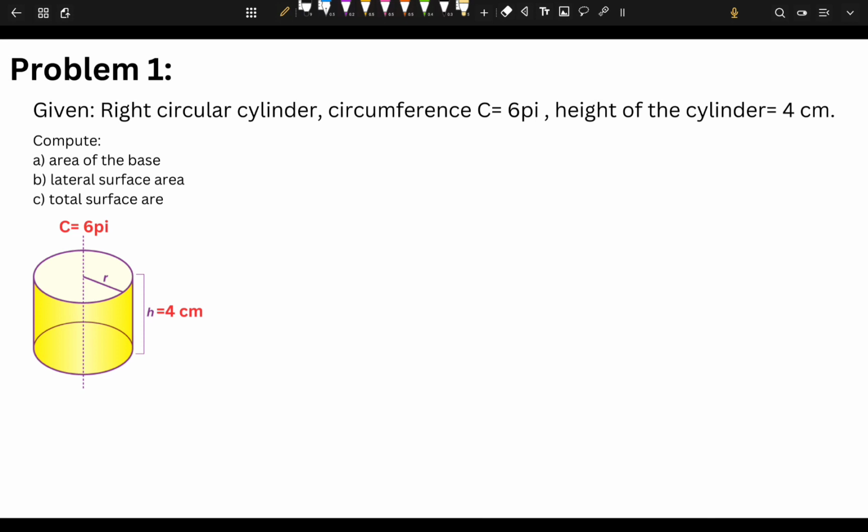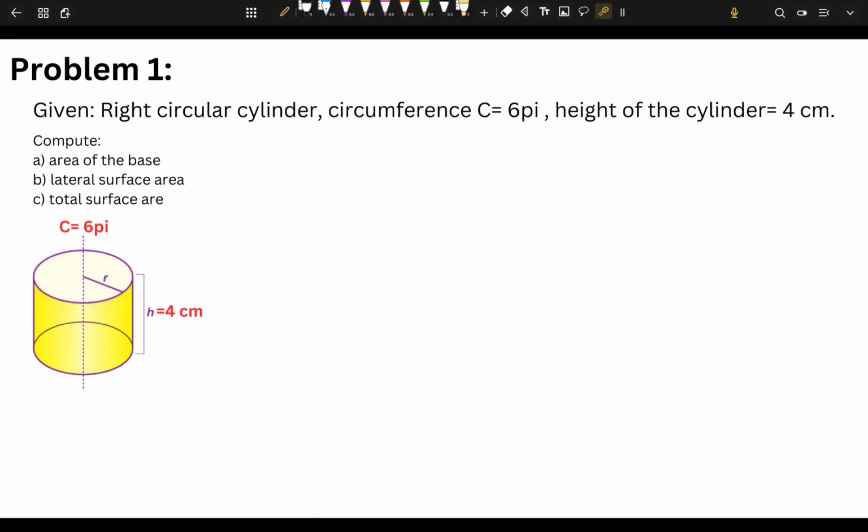Problem number 1. Given tayo ng right circular cylinder na kung saan yung circumference natin ay 6 pi. Height of the cylinder natin is 4 cm. So, right circular cylinder. Ibig sabihin ng right, di ba, na yung ating height is perpendicular doon sa ating dalawang bases. And also, this is a circular cylinder, meaning yung ating base po is made out of circle.